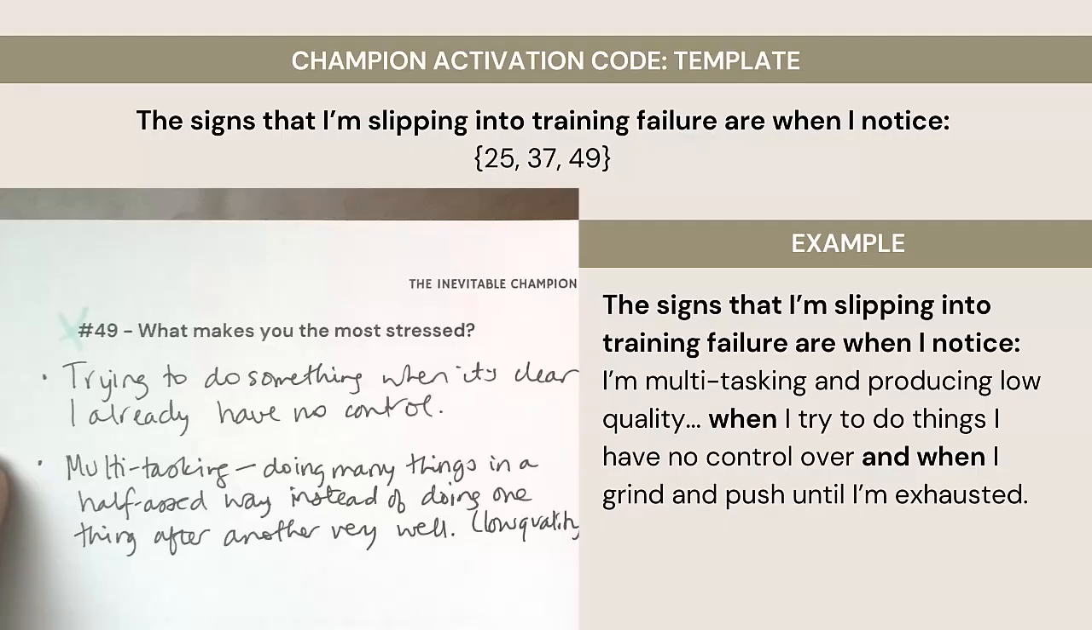My example here on the side is the signs that I'm slipping into training failure are when I notice I'm multitasking and producing low quality, when I try to do things I have no control over, and when I grind and push until I'm exhausted. And again, all of those concepts and keywords came out of the way that I answered 25, 37, and 49. So take a moment now to review your answers on those questions and pull out the top signs, maybe 3 or 4, that really ring true for you, that get your attention and help you realize that you are not performing at your best anymore and you're starting to slip into an area where failure will continue.